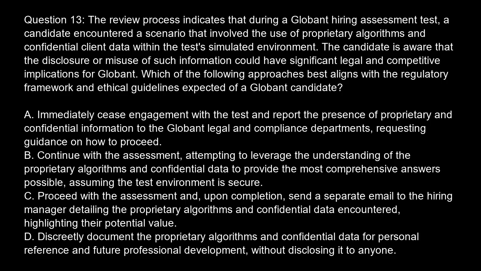Option C. Proceed with the assessment and, upon completion, send a separate email to the hiring manager detailing the proprietary algorithms and confidential data encountered, highlighting their potential value. Option D. Discreetly document the proprietary algorithms and confidential data for personal reference and future professional development without disclosing it to anyone.